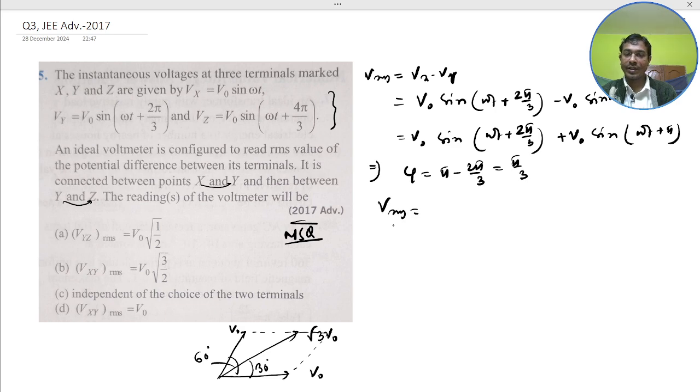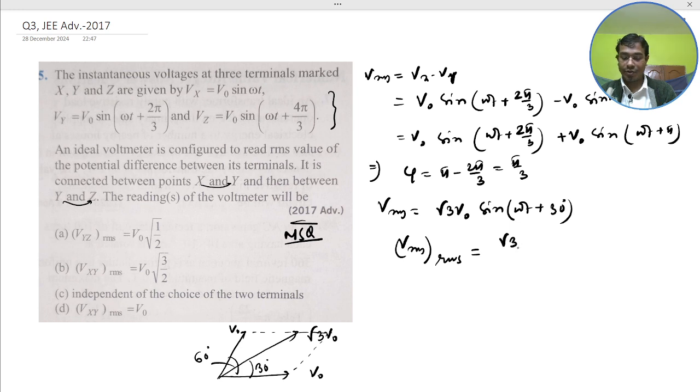So now the Vxy, this resultant, is root 3 V naught sine, this is the 30 degree, so omega t plus phi means 30 degree. So Vxy, this is the RMS, would become root 3 V naught divided by root 2, basically V naught root 3 by 2, and independent of choice of the two terminals. This two terminal is independent.